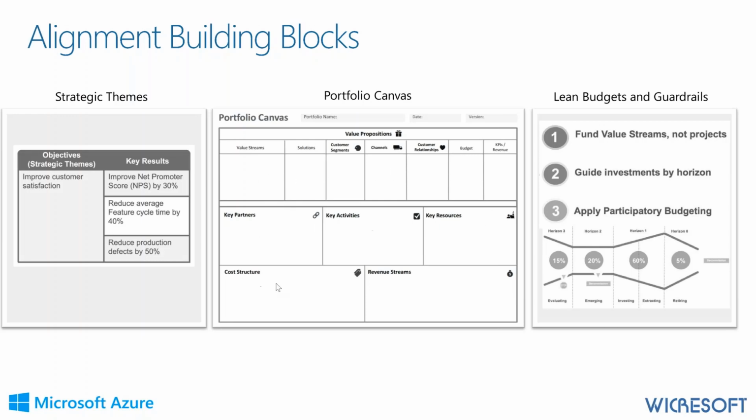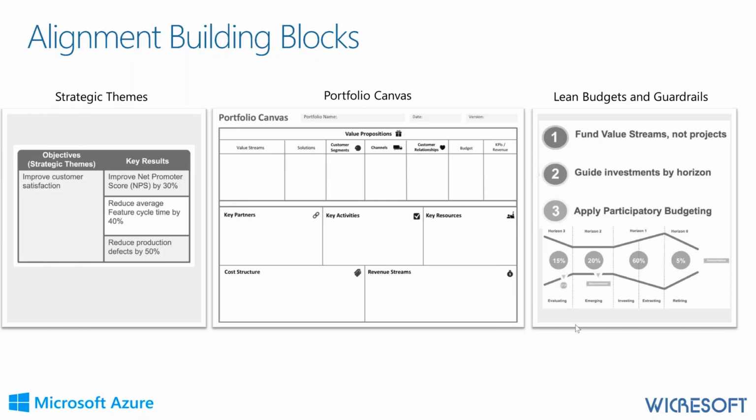The other components are pretty much the same business model canvas. We have budget and KPIs also here. So again, we are putting budget to a portfolio which is made up of value streams. And these are development value streams, by the way. And we have KPIs or revenue that we're going to expect.